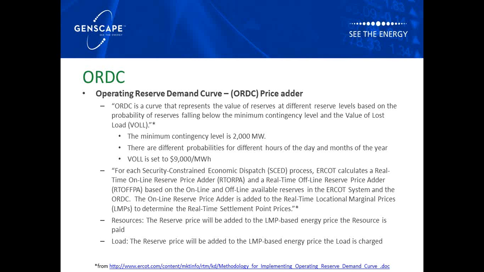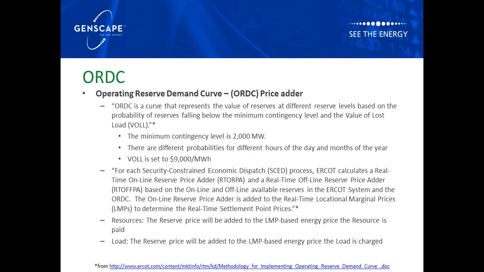And for how it's going to work, for each SCED process, ERCOT calculates the real-time on and offline reserve price adder, and that's based on the on and offline available reserves in the ERCOT system and the ORDC. The online reserve price adder is added to the real-time LMPs to determine the real-time settlement point price. So pretty much ORDC price adder plus LMP equals real-time settlement point price. That's the bare bones calculation.